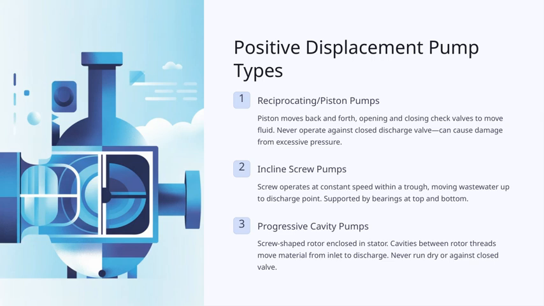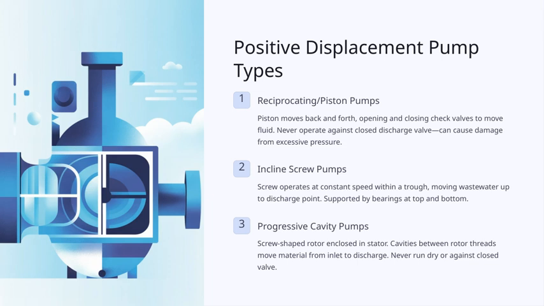Now, let's take a look at some of the positive displacement pump types. First up, we have reciprocating or piston pumps. These pumps work by having a piston move back and forth, which opens and closes check valves to move fluid through the system. One key point to remember is that you should never operate these pumps against a closed discharge valve, as doing so can cause damage from excessive pressure.